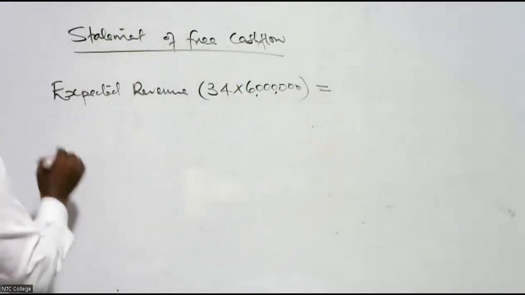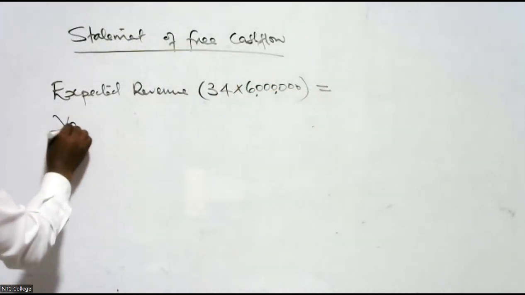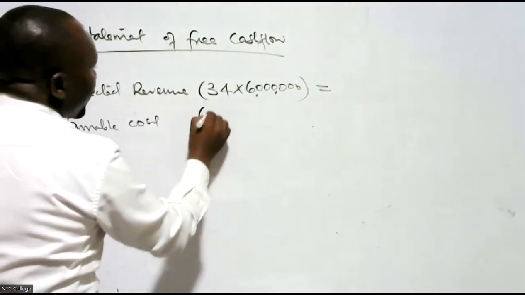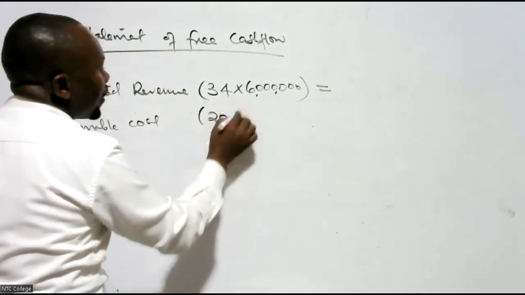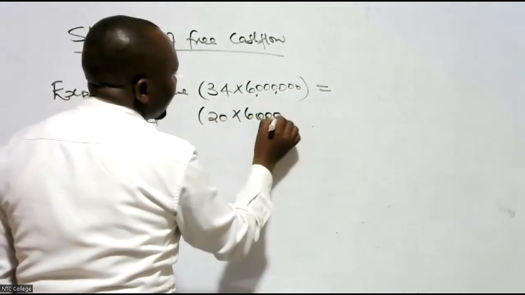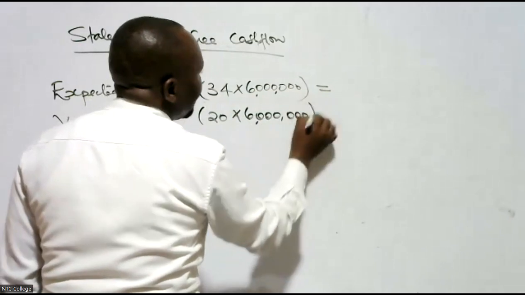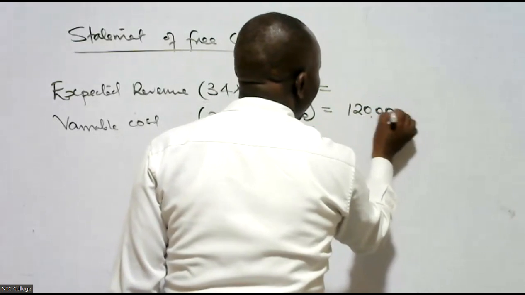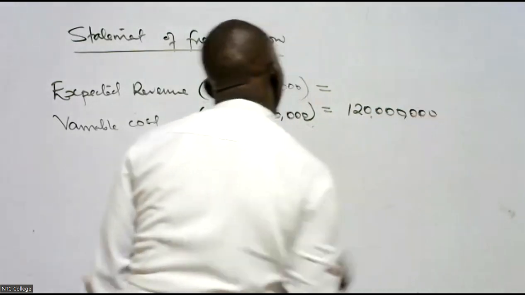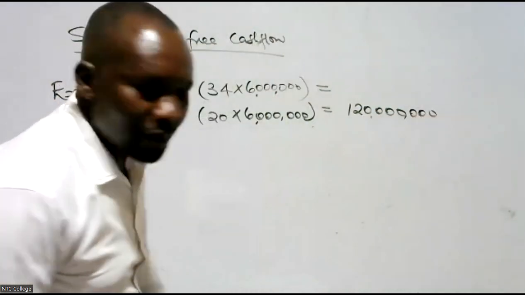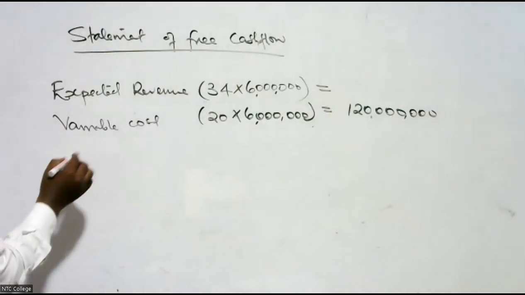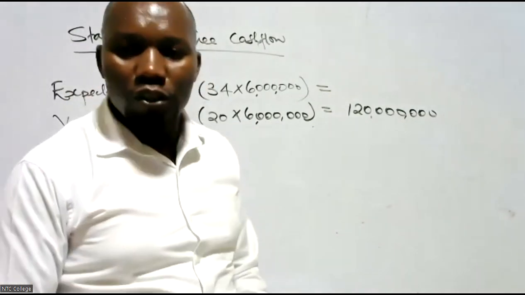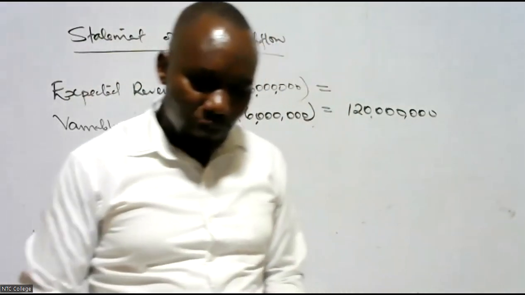What is the revenue? Then now we have variable cost. We have 20. It varies with the quantity, so it is 20 times 6 million. I know this one I can calculate, 120. Then what we're going to have here is what we call the total contribution.